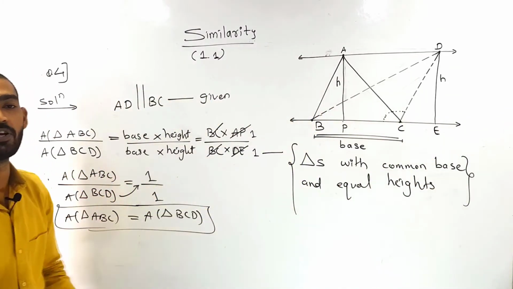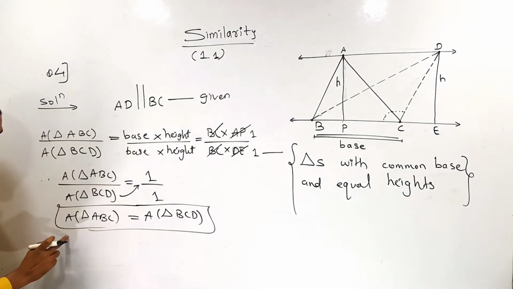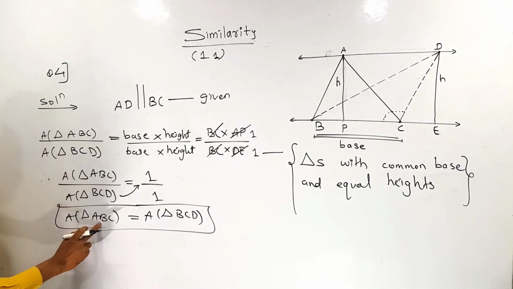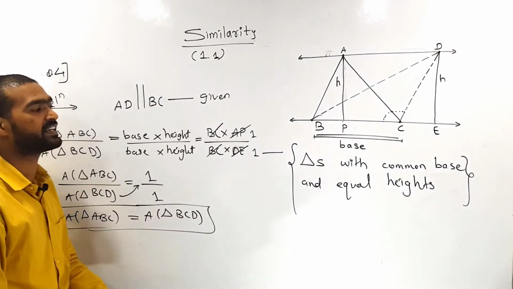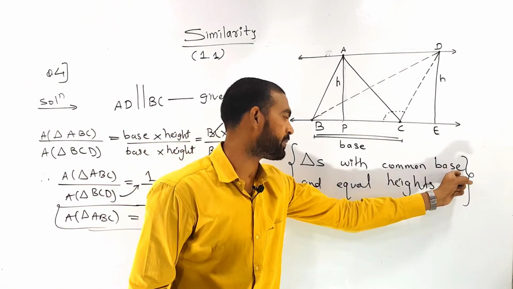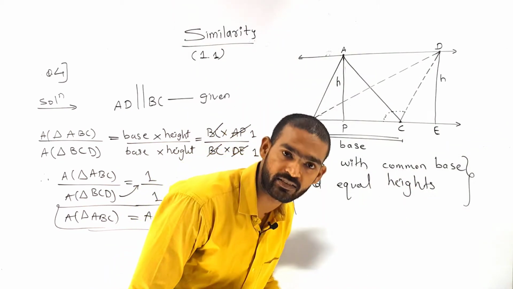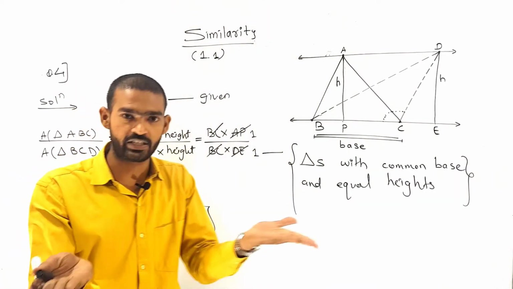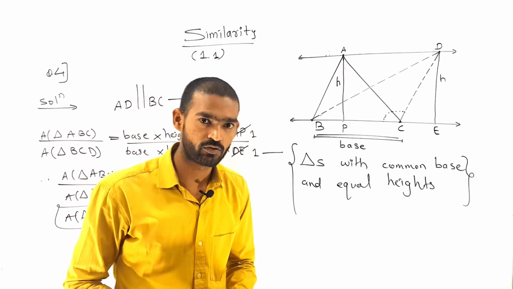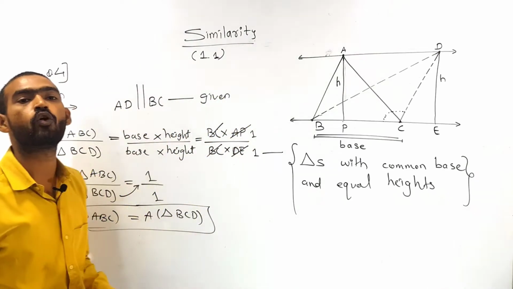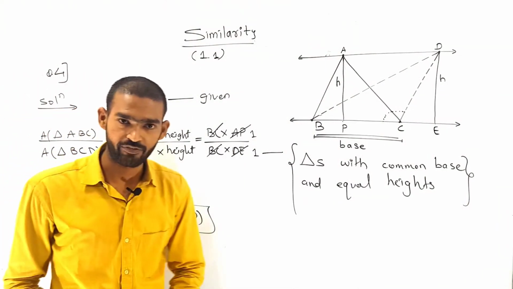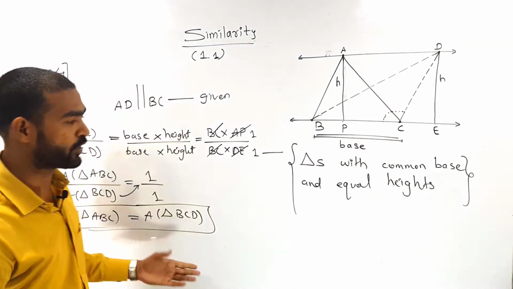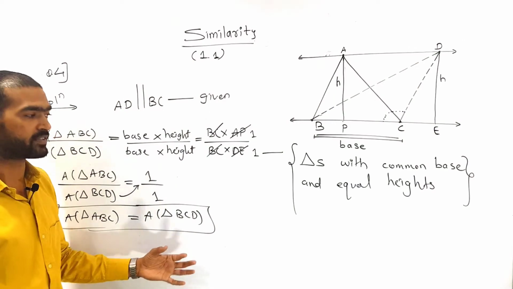So this property we'll use here. So the answer is area of triangle ABC is equal to area of triangle BCD. The reason is triangles with common base and equal heights are equal to each other. Clear, students? So this was the solution of the fourth sub-question of your textbook. Clear, everyone? Students, if you have any doubt, any query, please ask me.